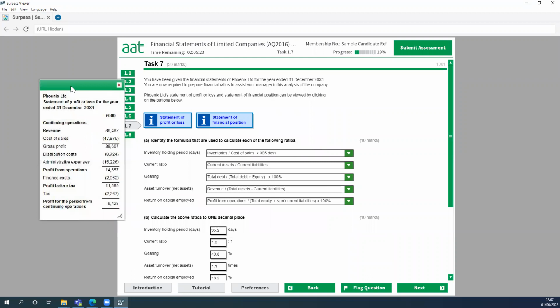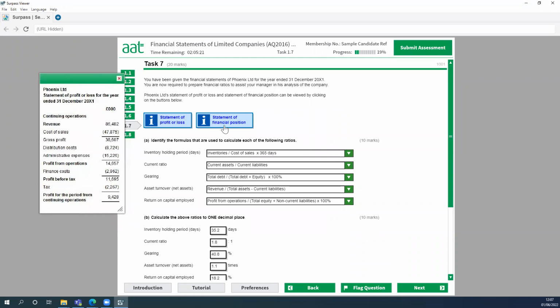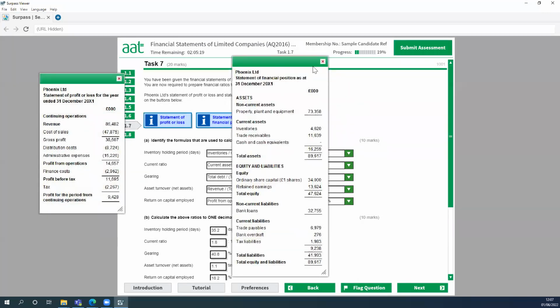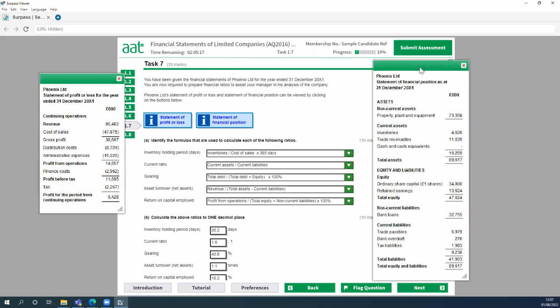So this is Phoenix. There's Phoenix's profit and loss account and their statement of financial position. And we can see here, you really need to understand these ratios because they crop up in most or a lot of the assessments on level 4, but equally, you need to understand them for when it comes to particularly 1.8, where you need to explain the ratios and what's happening. So what's on the bottom, what's on the top, and so forth. Anyway, the first one we've got is the inventory holding period.